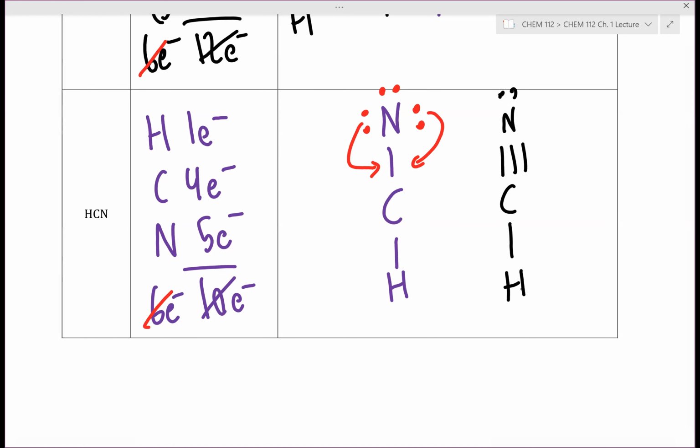Any questions before we move on? Yes? Would this be a linear structure? Yes, it would. That's why I drew it like a dart, respective of the linear geometry. Exactly right.